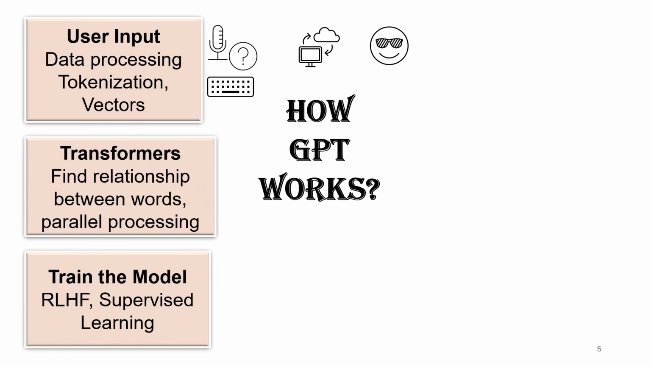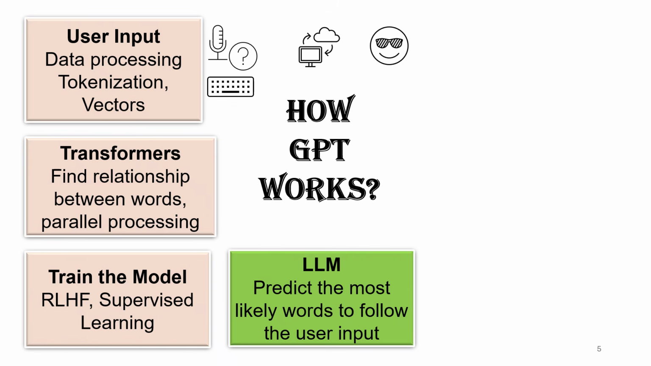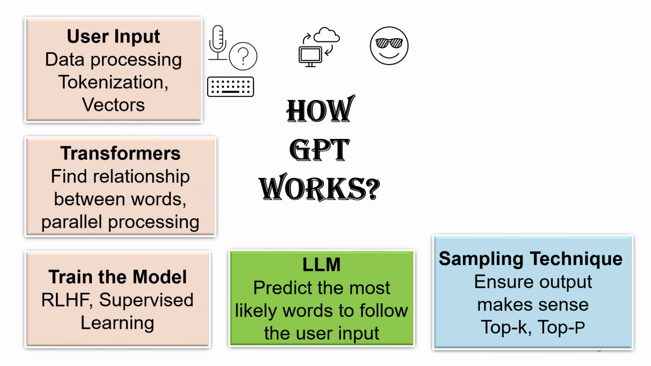How does the GPT model predict? A language model like an LLM predicts the most likely word to follow the user input. Once the prediction is ready, how do you ensure the outputs generated by the GPT model make sense to the user queries? GPT ensures that the generated output is meaningful. For this, techniques like beam search and sampling techniques like top P and top K are used.